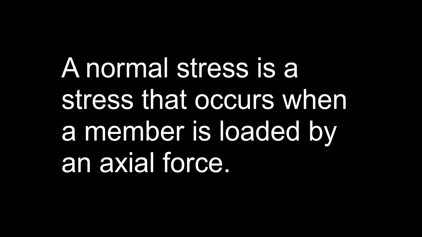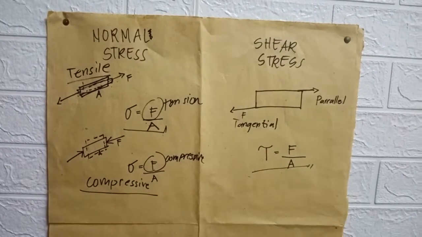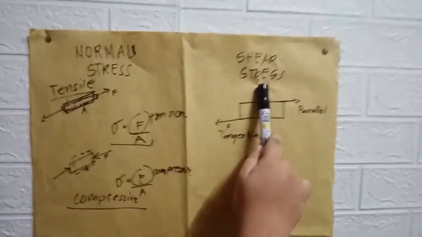Normal stress. A normal stress is a stress that occurs when a member is loaded by an actual force, and the shear stress is a force tending to cause deformation of a material by slippage along a plane or planes parallel to the imposed stress. So, this is normal stress and this is shear stress.